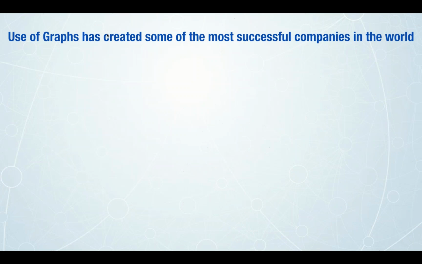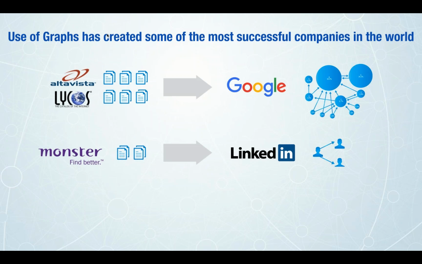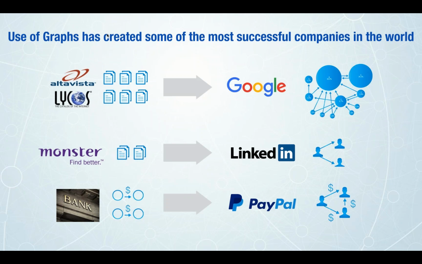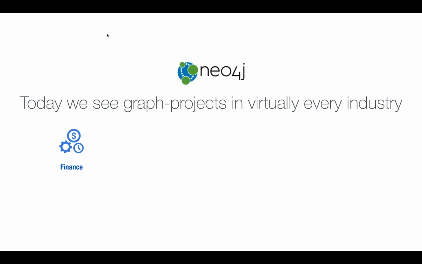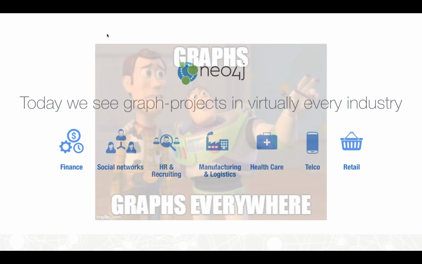And if we look at companies that have made use of graphs in recent history, we end up with looking at some of the most successful companies. So let's take an example here, Google. So Google has built one of the most successful ad platforms on top of their search engine, which is based on a graph of web pages, PageRank. LinkedIn essentially has built a professional social network, which is a graph. Also PayPal has built a graph of peer-to-peer transactions, been extremely successful with that. And really we're seeing graph projects in almost every industry you can think of: finance, social networks, HR, manufacturing, healthcare, telecom, and retail. So let's take a look at some specific use cases.